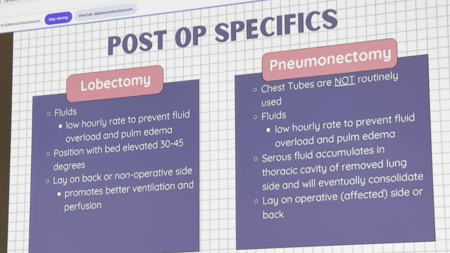And then for pneumonectomy, now your big thing is going to be lay on the operative side or your back. So that's what's going to be different from your lobectomy. So I don't want all that blood flow to occur on that bad side, and so that's why I'm putting them on that affected side. Okay? All about the VQ mismatch. So my perfusion versus my ventilation of my patient.